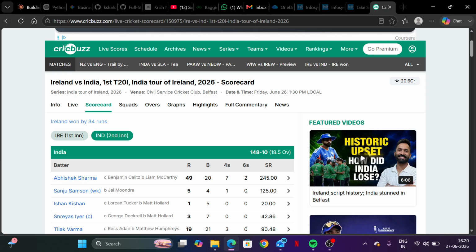I think I covered all the aspects of the game. I covered where the game was lost, where the game was won. We covered each and every angle of the game: the factors, the team selection, the decisions which influenced this fate, and we also discussed what could be the possible changes in the next playing 11.